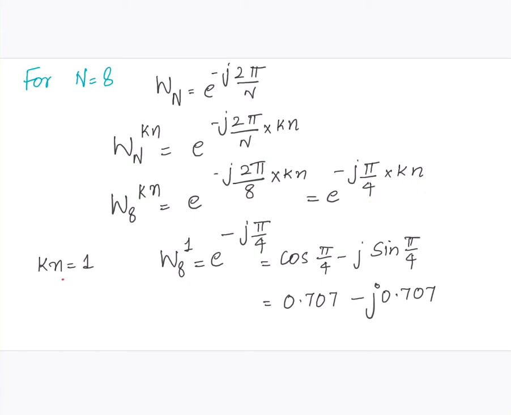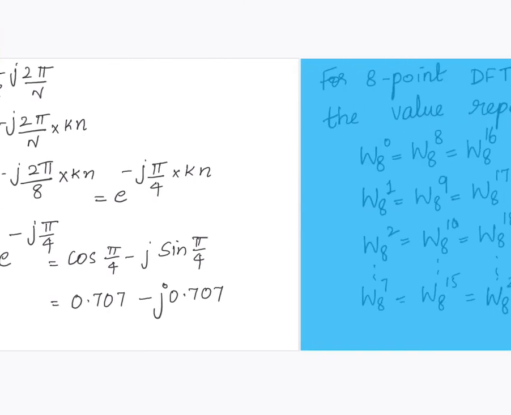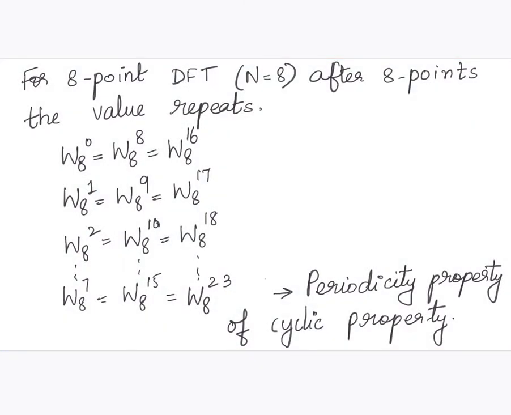So if kn is equal to 1, just substitute kn equal to 1 and find out the equation, which will be obtained as 0.707 minus j 0.707. So for N-point DFT, if you find all the values of the Twiddle factor, it can be seen that after 8 points, the value will repeat. That is, it is periodic.